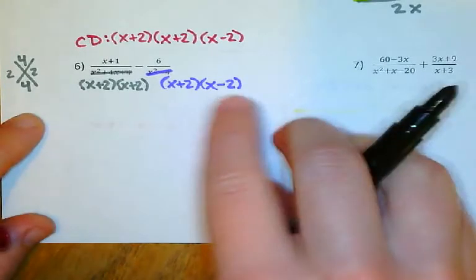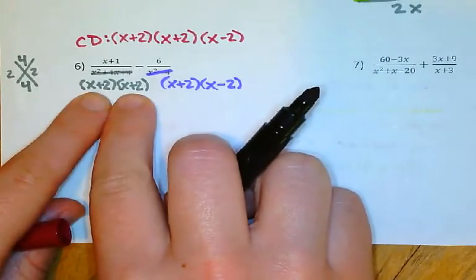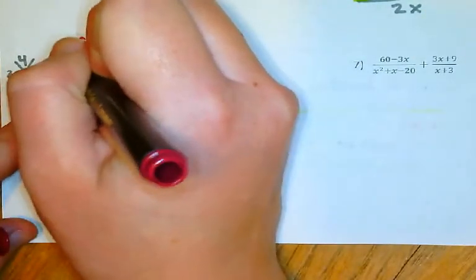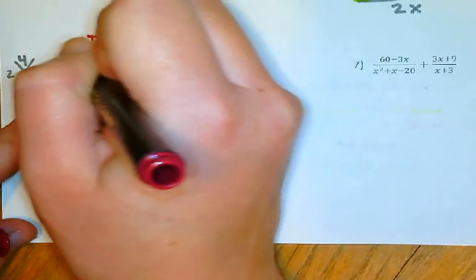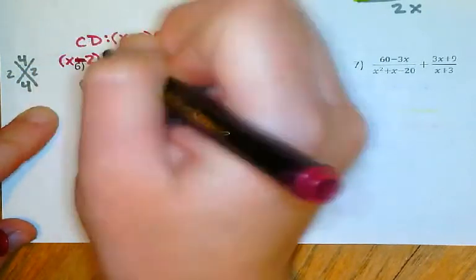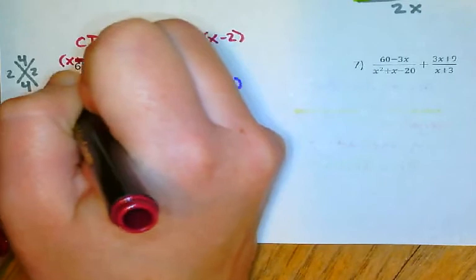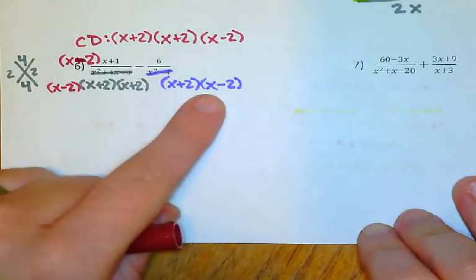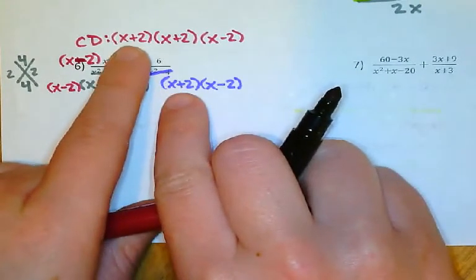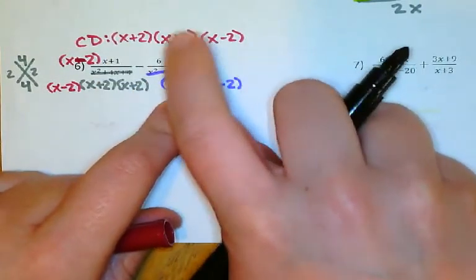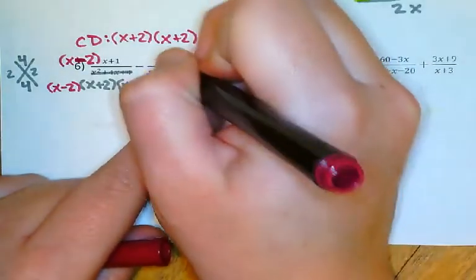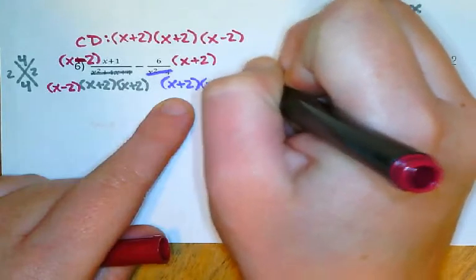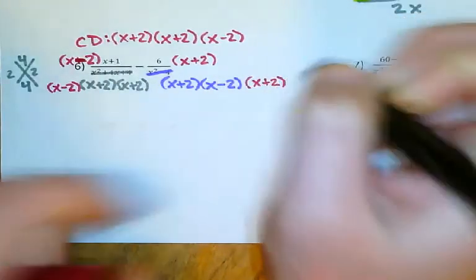In our first fraction, we have two x plus 2's, but we're missing the x minus 2. So that's what I'm going to multiply. Oh, that needs to be a minus. Minus 2, x minus 2 on the top and the bottom. In our second fraction, we have one x plus 2, and we have the x minus 2, but we're missing a second x plus 2. So that's what we need to multiply by on the top and the bottom to make these all the same.